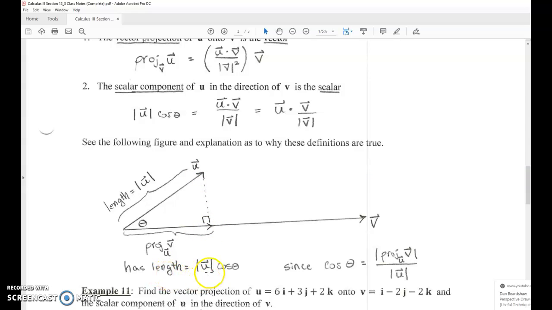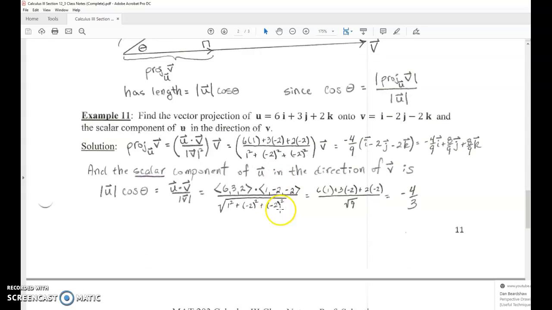Now, what's the length of that? The length is the length of u times the cosine of theta. Why is that true? If you think about this as a right triangle, cosine of theta is adjacent over hypotenuse. The adjacent is the length of this projection vector, divided by the length of u. So the projection vector's length divided by the length of u gives me the cosine of theta. You can see that by manipulating these algebraically. But the important part to remember is what this vector is and what its formula is for computing it.